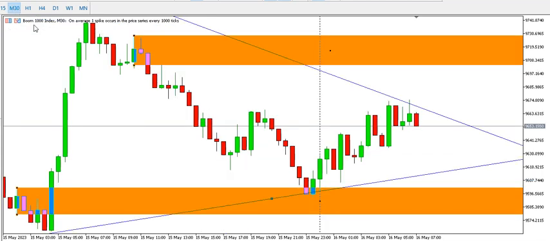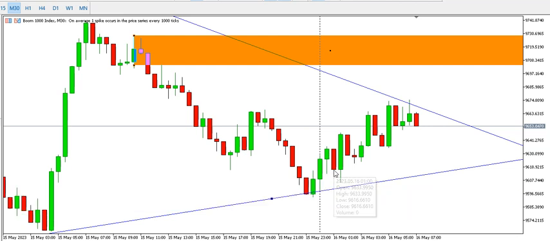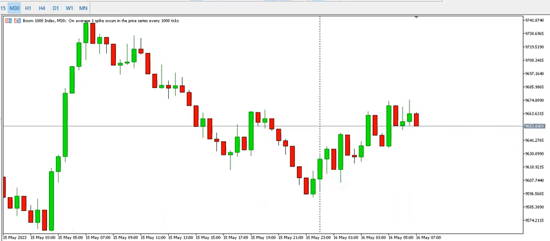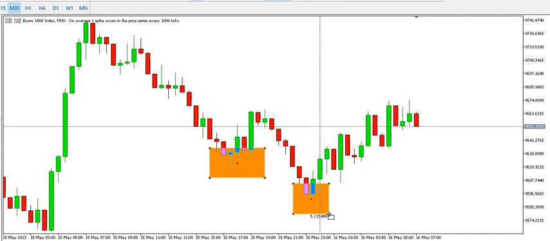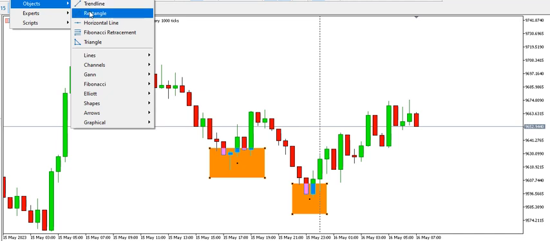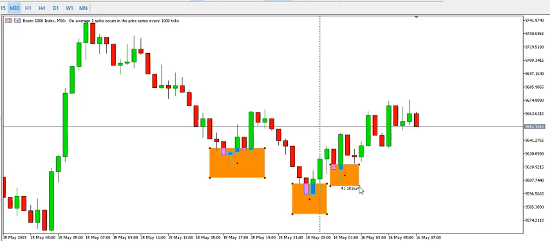Let's look at what has happened on the 30 minutes time frame. On the 30 minutes time frame, we can see an inverted head and shoulder. All right, inverted head and shoulder. This is the left shoulder. This is the head. Boom 1000 index, 30 minutes time frame, and this is our right shoulder.